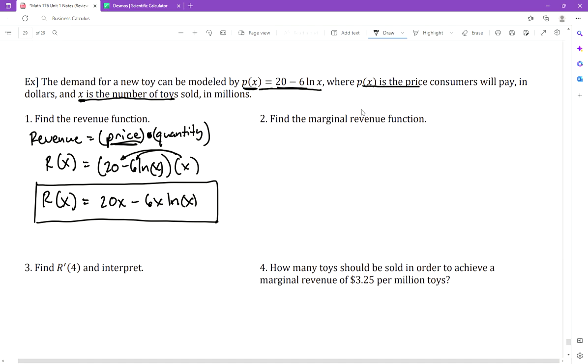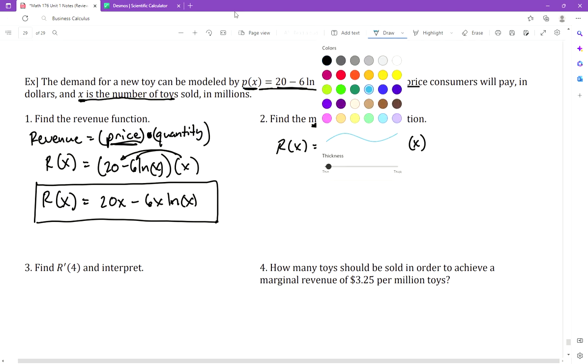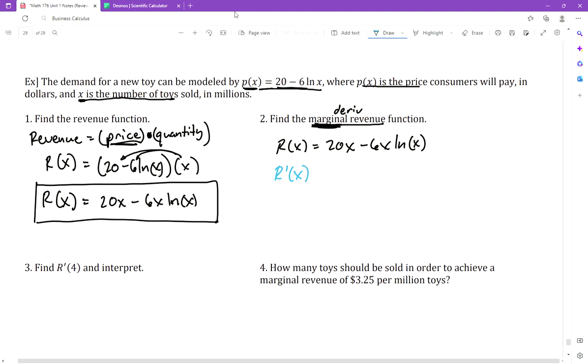And then it says find the marginal revenue. Remember, anytime you see marginal, it's really just saying do a derivative. So we need the derivative of this r of x. Okay, so I'm going to rewrite the r of x. So we have 20x minus 6x ln of x. And then let's do our derivative. Okay, so let's see, I'm going to do it in blue. So r prime of x.